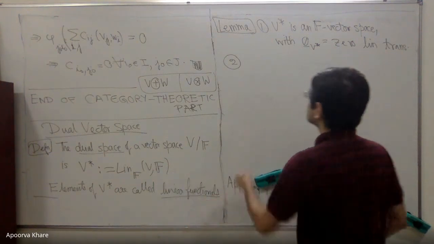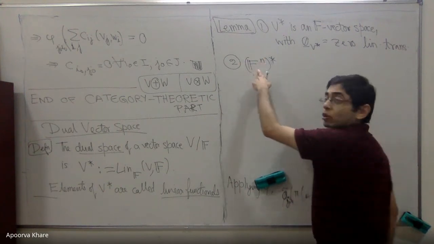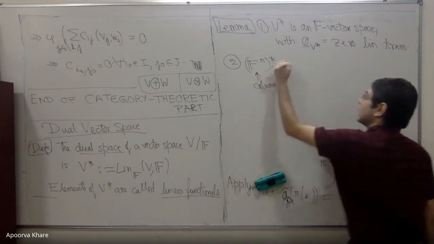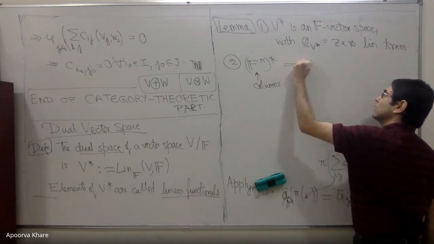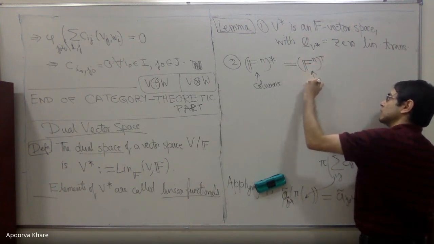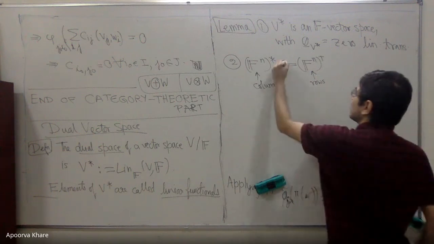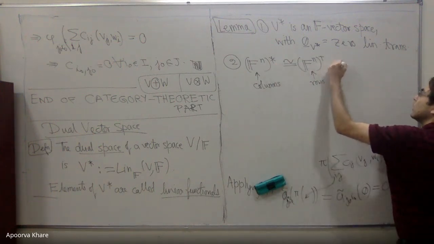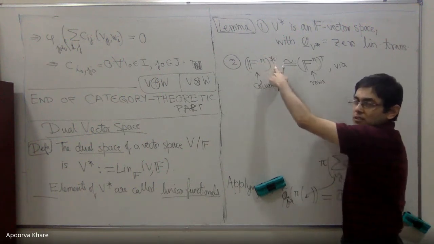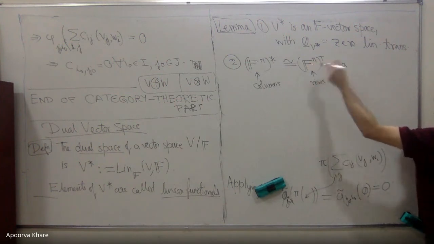So first of all, the dual space of F to the N. These are column vectors. This is equal to F to the N transpose, which are row vectors of the same length, or maybe isomorphic to this. The duals are linear functions. So how can functions equal vectors? Well, they can basically equal it by isomorphism.